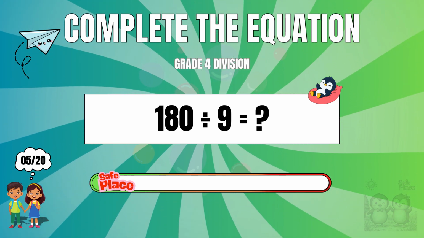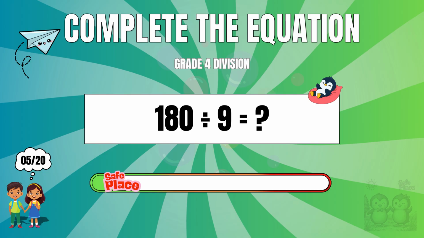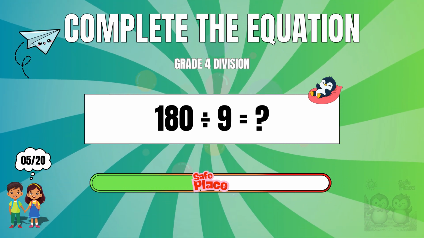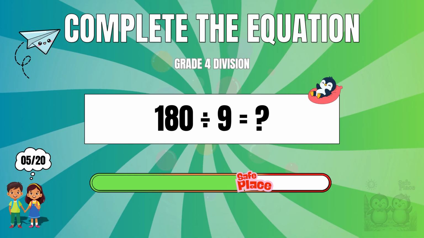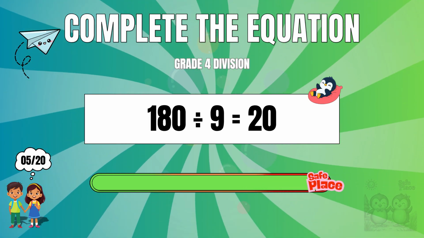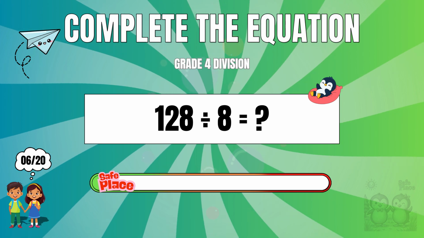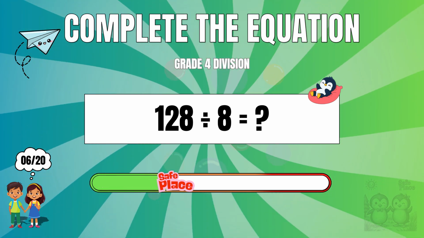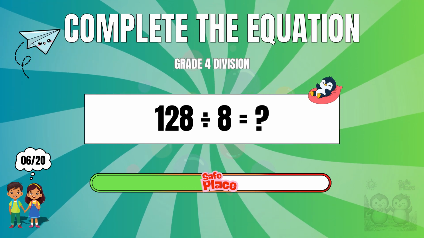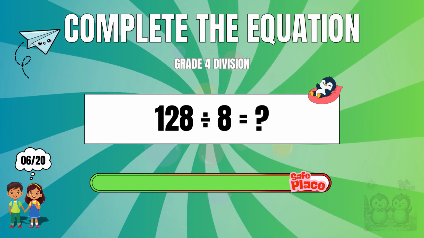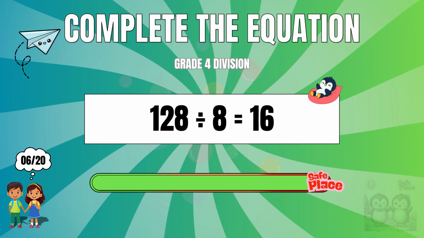Give it a try. 180 divided by 9. Three, 2, 1. That makes 20. What is 128 divided by 8? Three, 2, 1. Nice! 16.